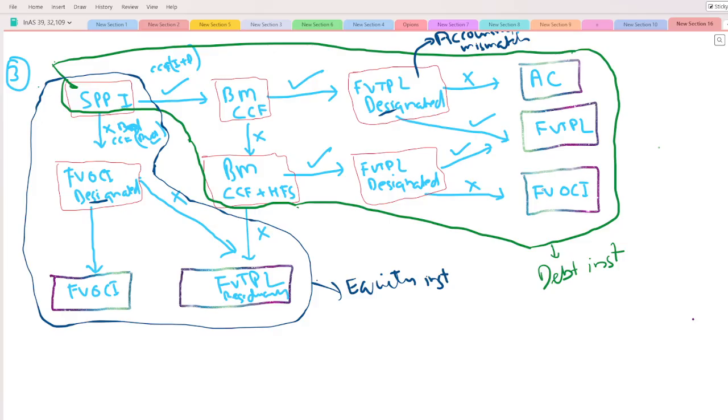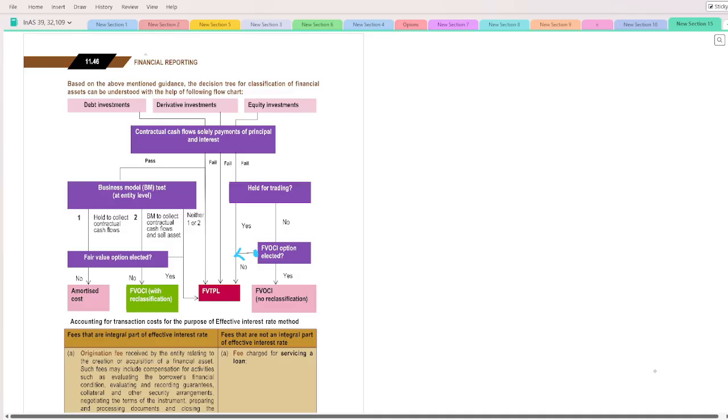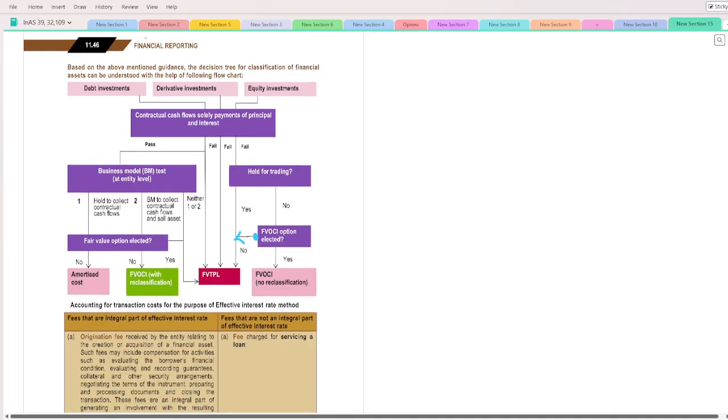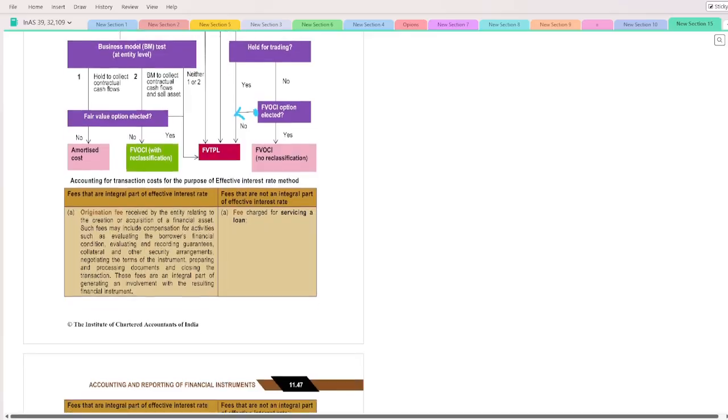But for the debt instrument, that is complicated. There, all three categories are there: the FVTPL, FVOCI, and the amortized cost. So this you need to remember. Okay, so this we have covered. Now they are talking about the transaction cost.